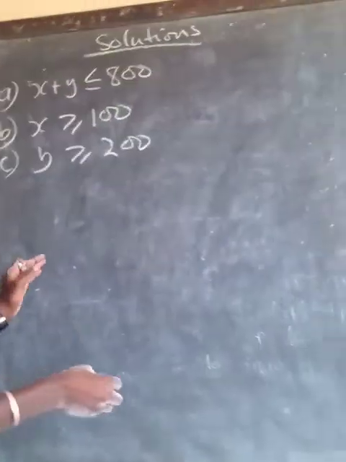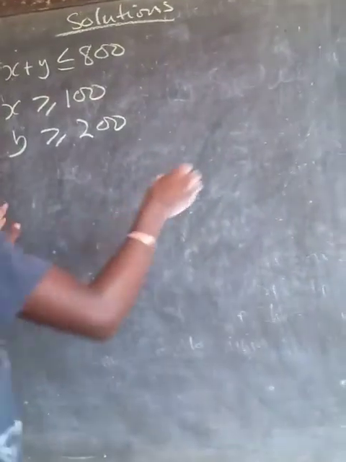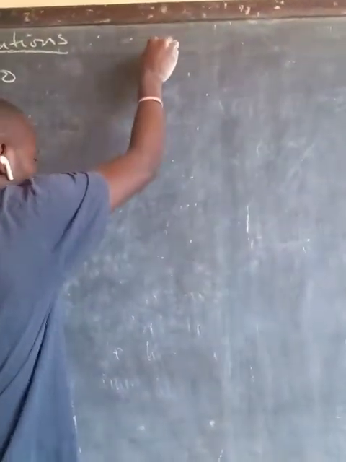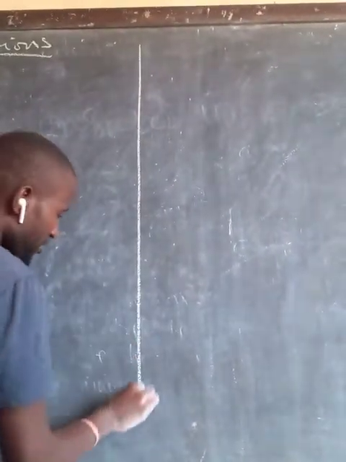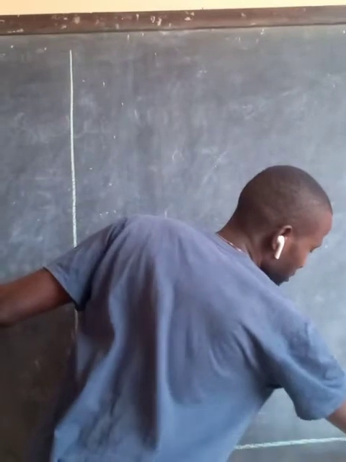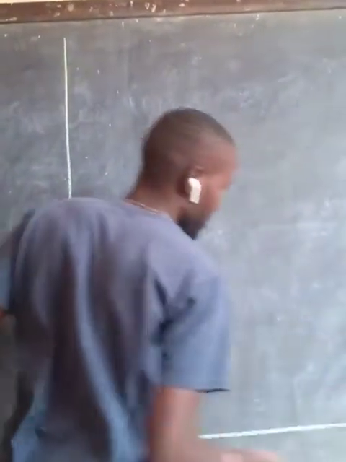And how do I present them on the graph? You need to have a graph. On your graph paper, you draw a nice graph like this. Okay, good.